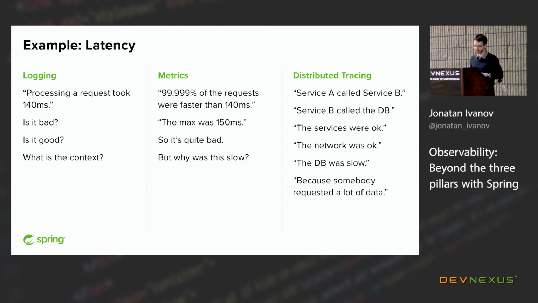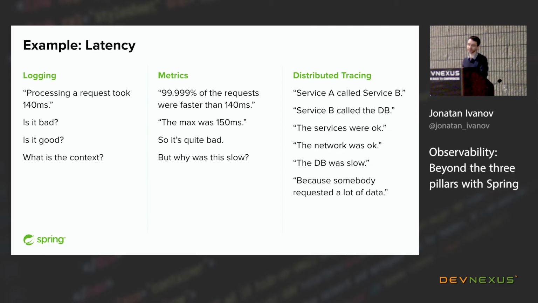But first, let me give you an example for all of these, or actually 2 of them. One of them is when you want to know something about the latency of your application. In this case, logging can look like, hey, processing this request took 140 milliseconds. But is this bad? Or is this good? We don't know. We have 0 idea about the context at this point.